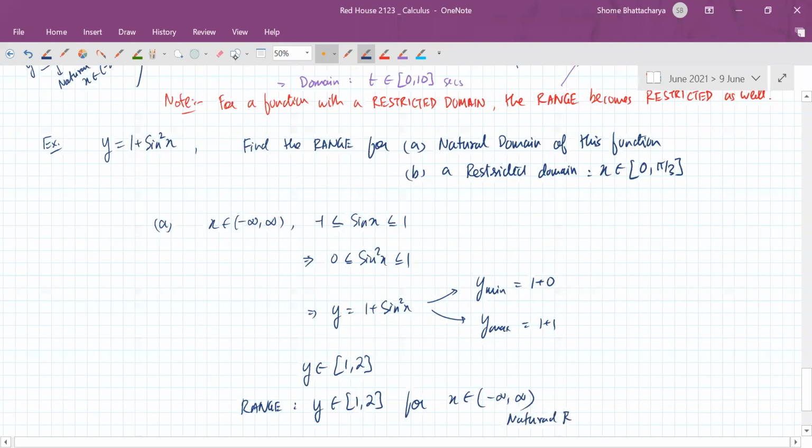Now this will give all of you an idea about how to deal with the second part, where we are restricting the domain to only 0 to 60 degrees. That means we are restricting the values of sine square x. So first of all, we are restricting the values of sine x. From that you can see how sine square x is restricted, and from that you can see how the range is getting restricted.